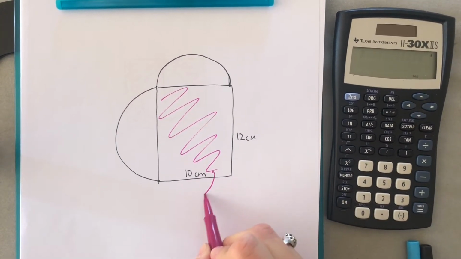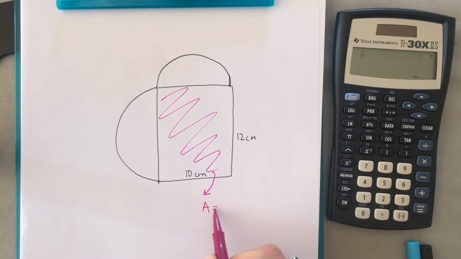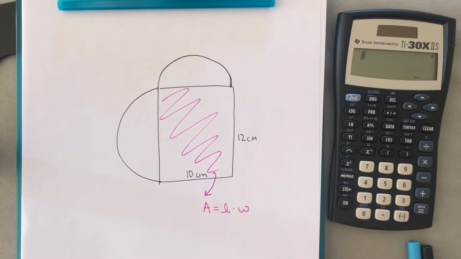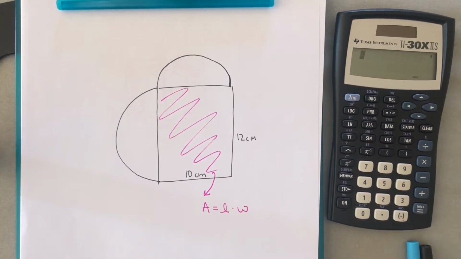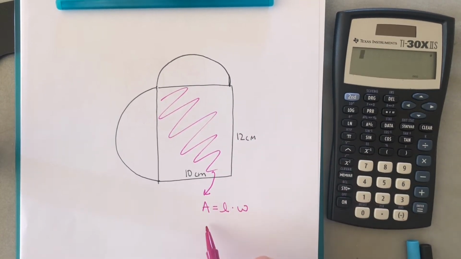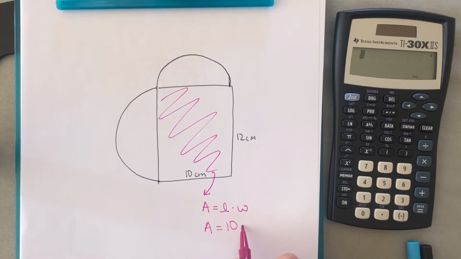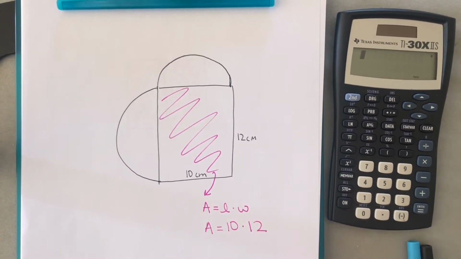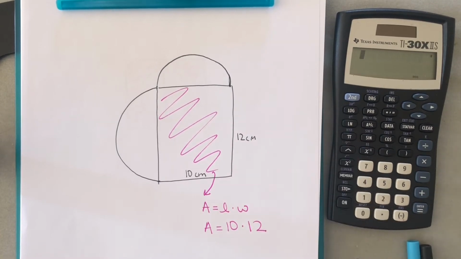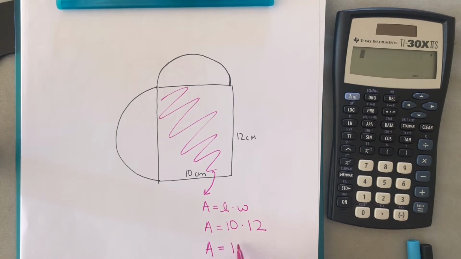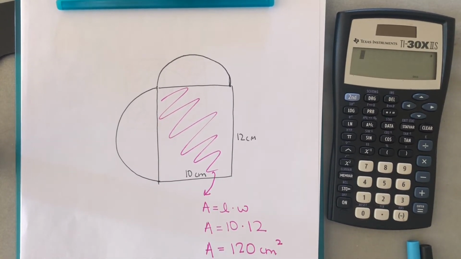And we know that to find the area of a rectangle, we need to do length times width. And for this particular rectangle, we have 10 and 12 centimeters for our length and our width. So that rectangle is going to be 10 times 12. So the area of that rectangle is going to be 120 square centimeters.